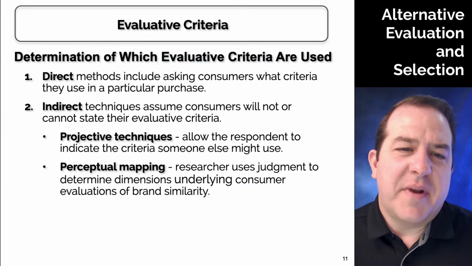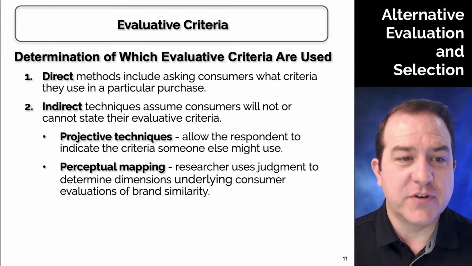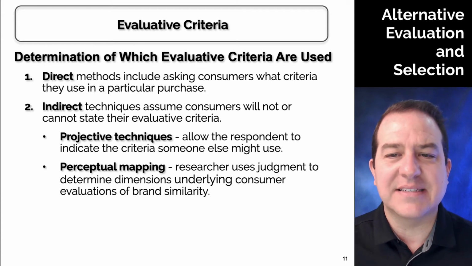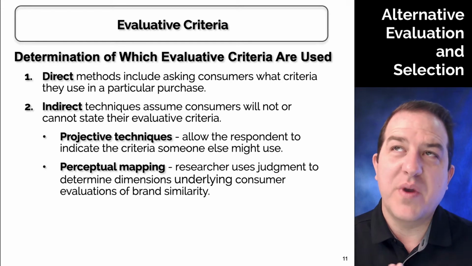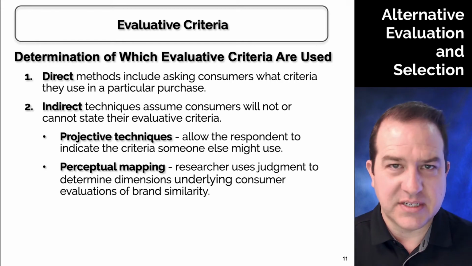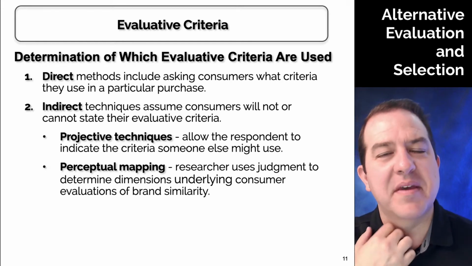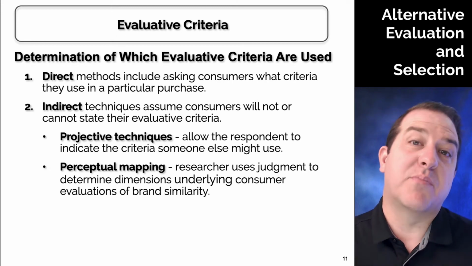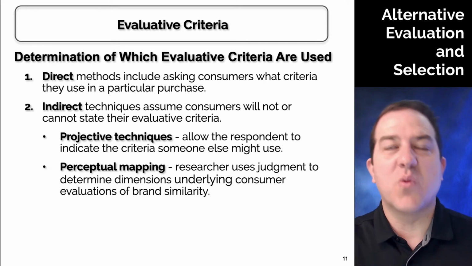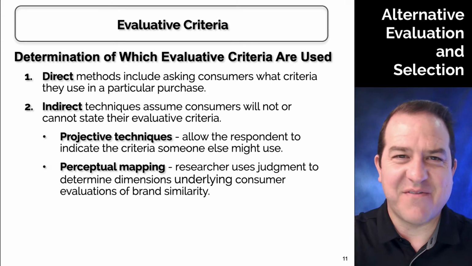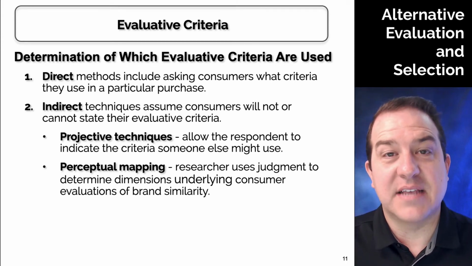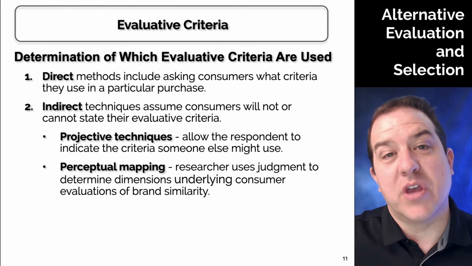So, determination of which evaluation criteria are used. First off, direct methods, including asking consumers what criteria they use during a particular purchase. So we could do this after someone purchases something. You probably have taken one of these surveys. How important was the price? How important was the quality? How important was the service to you? They'll have all these different things that they'll ask, and that's so they can know what you were looking for.